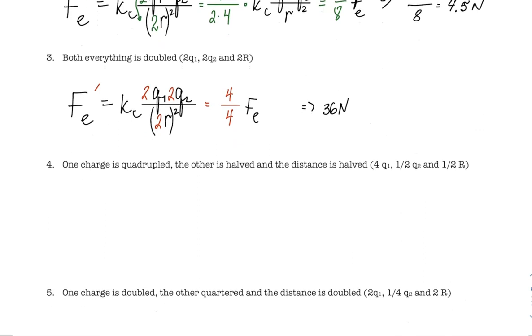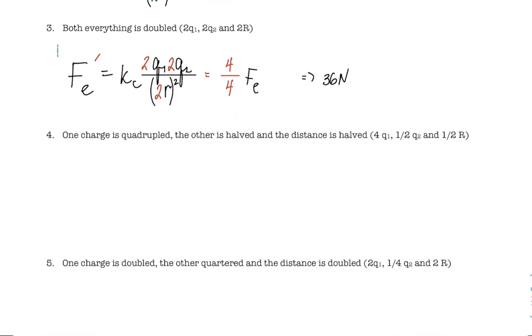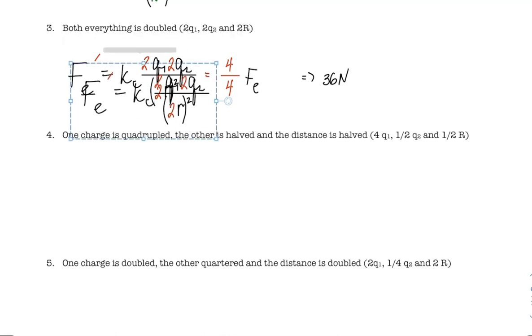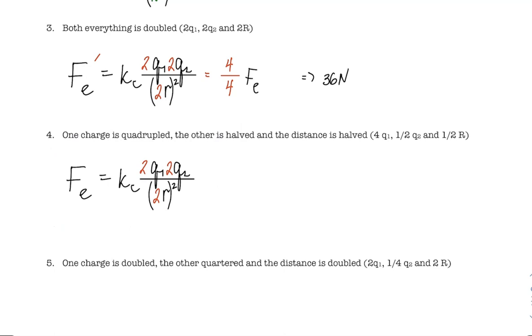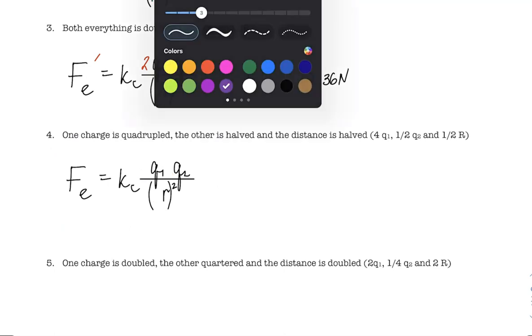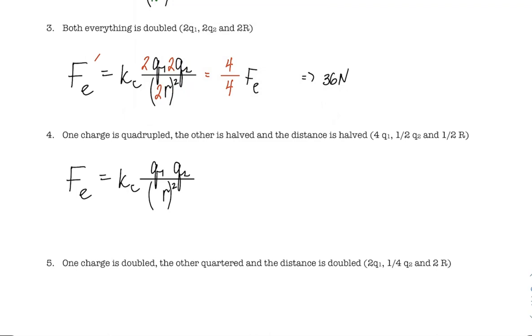Question 4. Drag it down again. Let's see what changes this time. Let it be purple. 4. One charge is quadrupled, 1/2. And then 1/2. Now this is tricky, but you can do it.